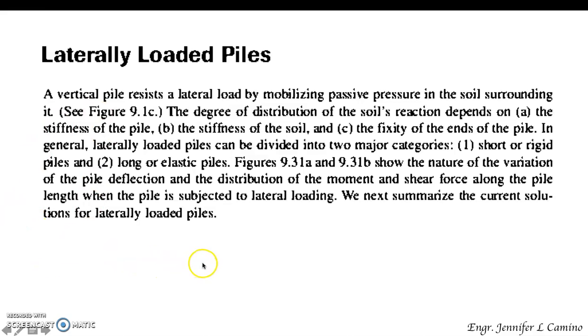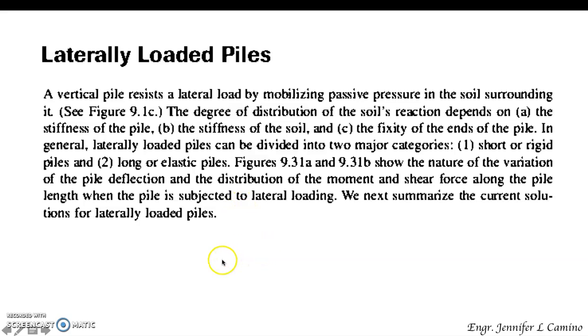For laterally loaded piles, a vertical pile resists a lateral load by mobilizing passive pressure in the soil surrounding the pile. The degree of distribution of the soil reaction depends on the stiffness of the pile, the stiffness of the soil, and the fixity of the ends of the pile. In general, laterally loaded piles, which are piles subjected to lateral forces, can be divided into two categories: short or rigid piles and long or elastic piles.